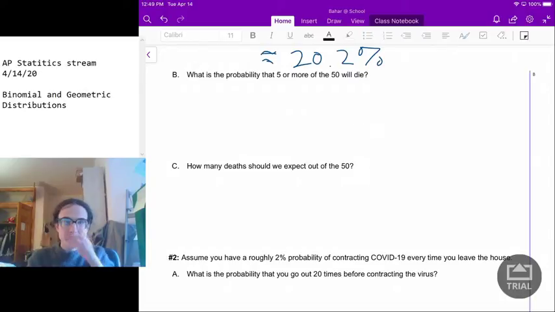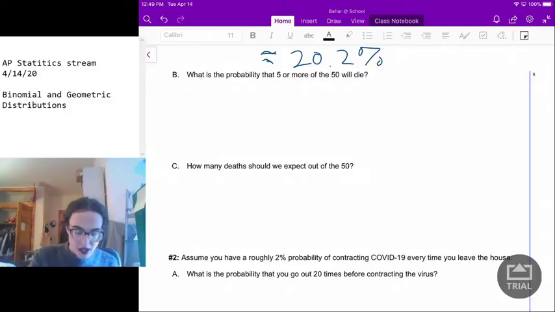Okay, so what's the probability that 5 or more of these 50 will die? So we do want to look at the probability of 5 people dying, but we also need to look at something a little bit broader here. So let's try that out. What's the probability that 5 or more of the 50 will die, right? So what does this come out to? Well, we're saying, what's the probability that X is greater than or equal to 5?